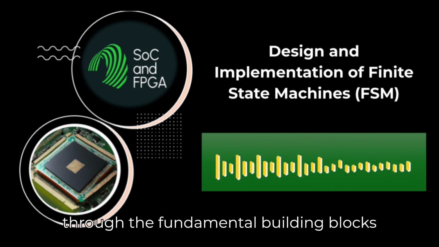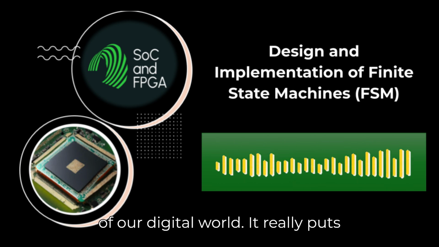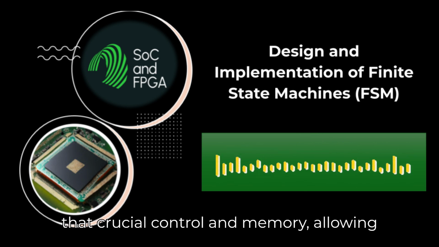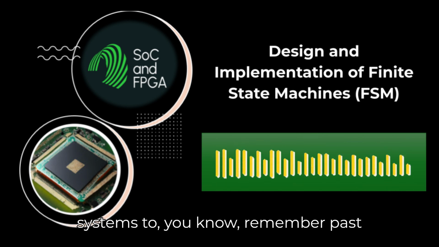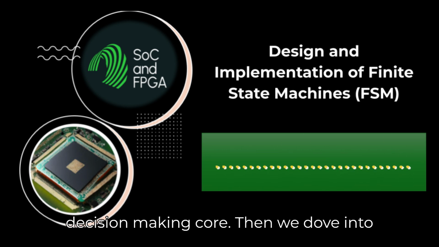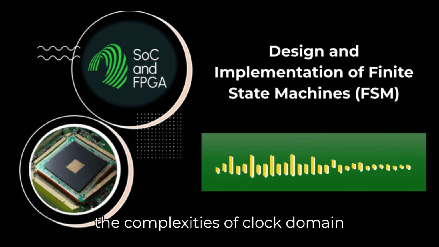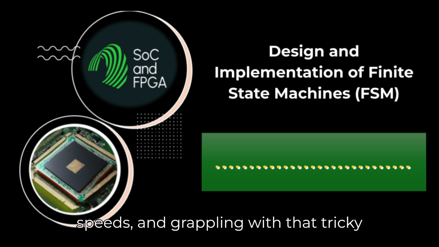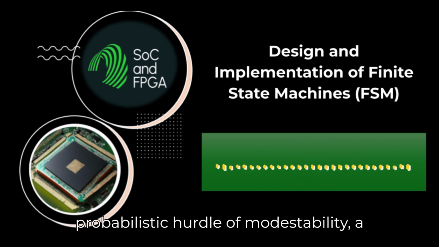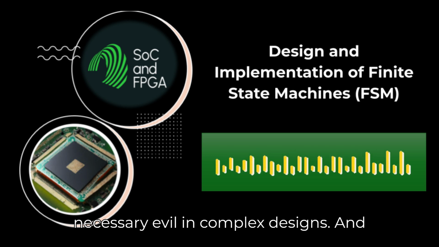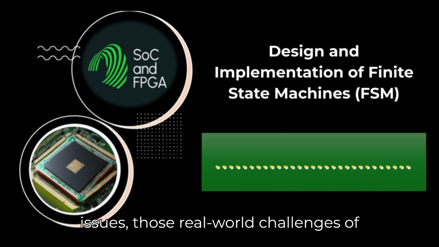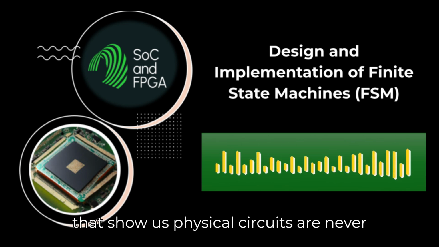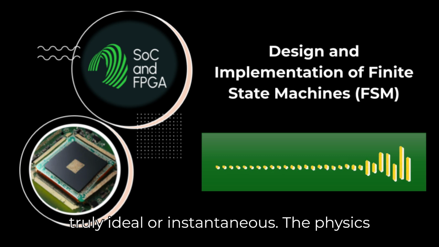Wow, what a journey through the fundamental building blocks of our digital world. It really puts things in perspective. We started by seeing how finite state machines provide that crucial control and memory, allowing systems to remember past inputs and react intelligently. Right, the decision-making core. Then we dove into the complexities of clock domain crossing, how chips manage signals between parts running at different speeds, and grappling with that tricky probabilistic hurdle of metastability. A necessary evil in complex designs. And then we explored hazards and timing issues, those real-world challenges of signal propagation delays and glitches that show us physical circuits are never truly ideal or instantaneous. The physics always gets in the way.